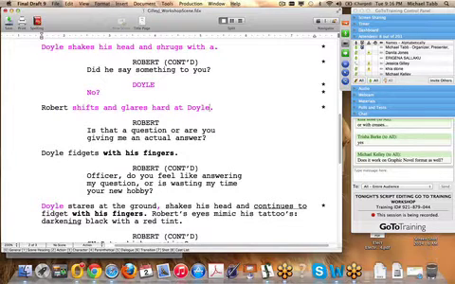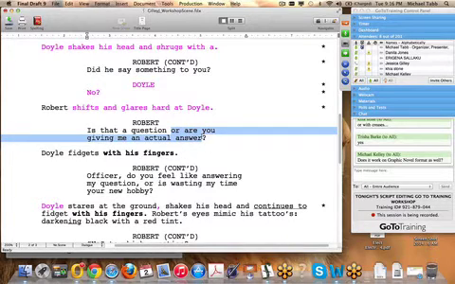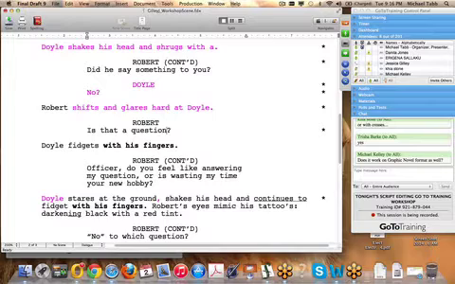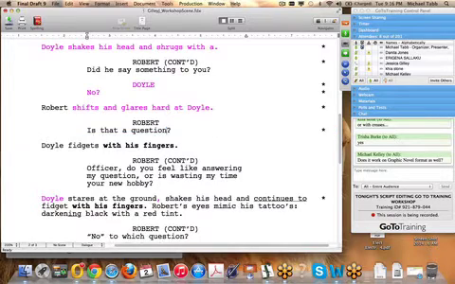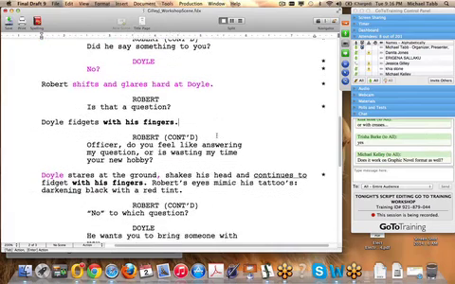Okay. Is that a question? I don't think you need more than that. Look at the... You see what I mean? I don't think you need the part that I highlighted. Do you agree? Yes. It's much more biting this way. Fidgets, I don't think you need to specify where. You let the actor figure out where. You're showing nervousness.